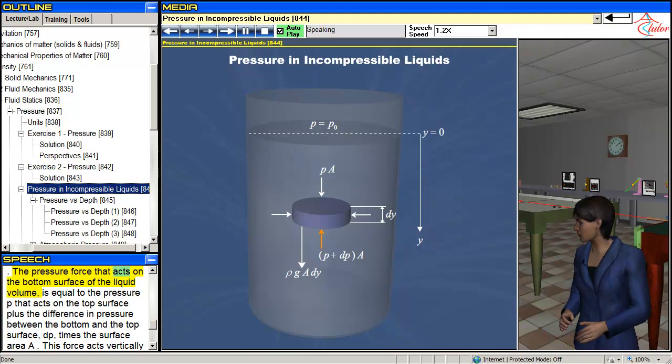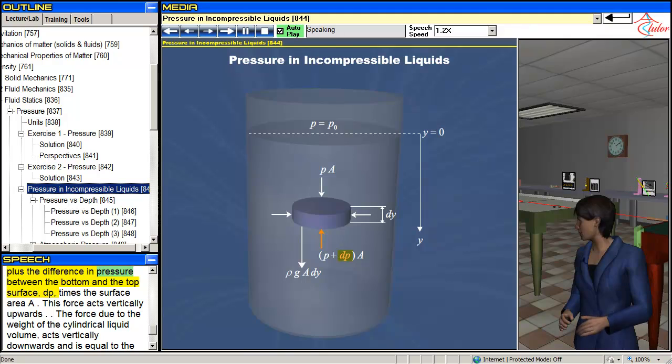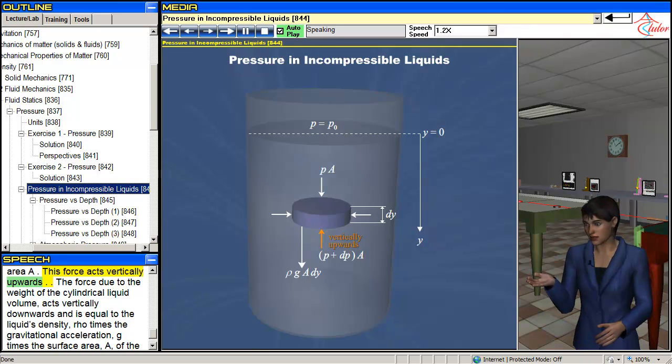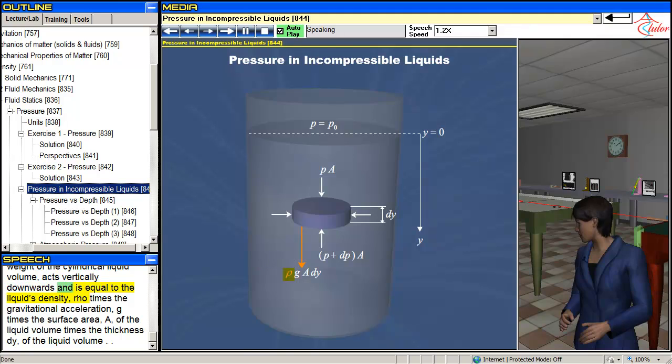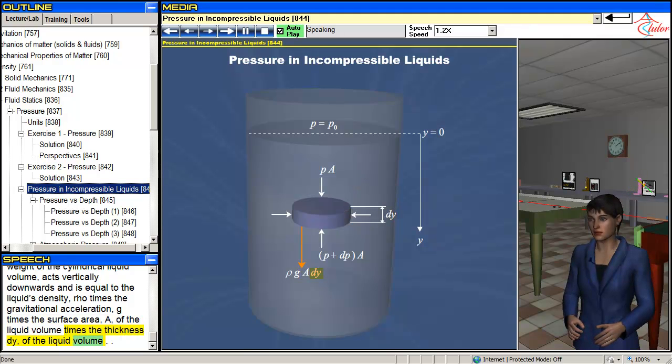The pressure force that acts on the bottom surface of the liquid volume is equal to the pressure P that acts on the top surface, plus the difference in pressure between the bottom and the top surface, dP, times the surface area A. This force acts vertically upwards. The force due to the weight of the cylindrical liquid volume acts vertically downwards, and is equal to the liquid's density, ρ, times the gravitational acceleration, g, times the surface area, A, of the liquid volume, times the thickness dy of the liquid volume.